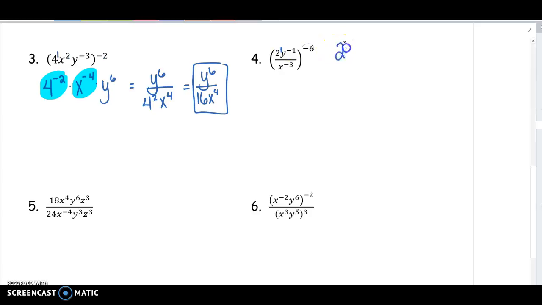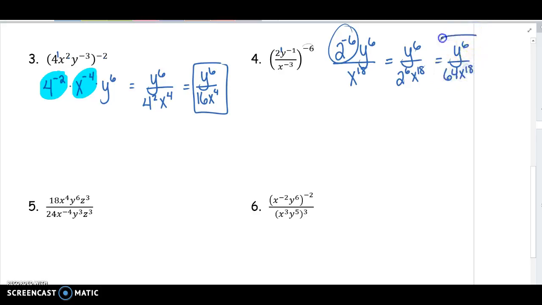So we have 2 to the -6th, y to the +6th, over x to the +18th. 2 to the -6 is a negative exponent. It needs to move to the bottom. So we have y to the 6th over 2 to the 6th, x to the 18th. We would then compute to figure out what 2 to the 6th is. I believe it's 64. Y to the 6th over 64, x to the 18th.